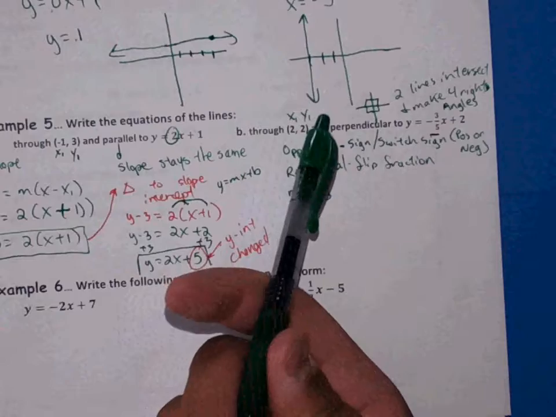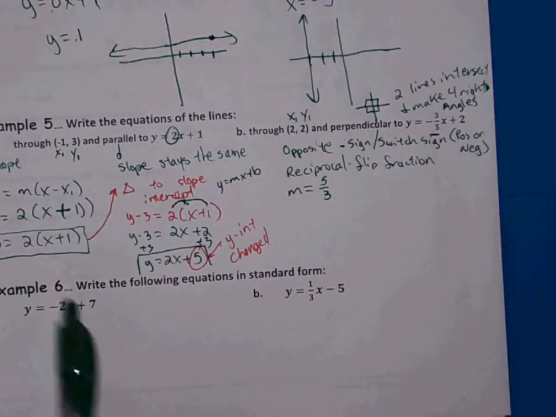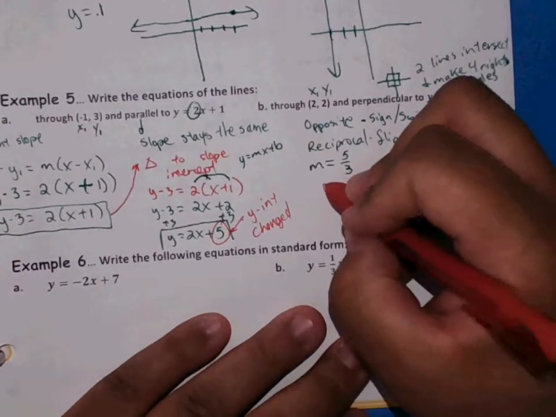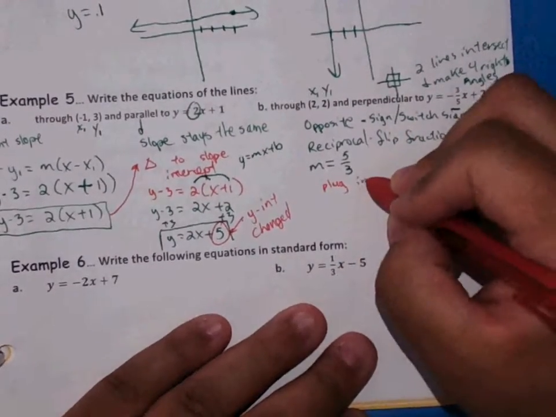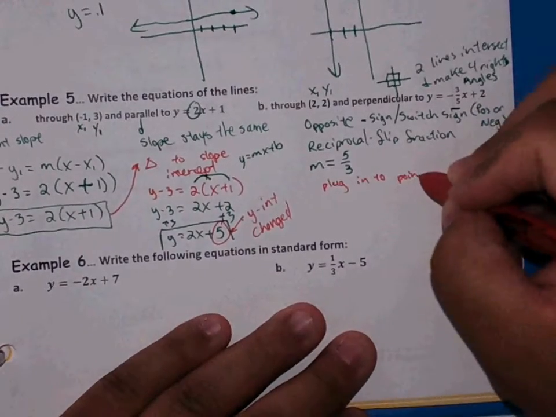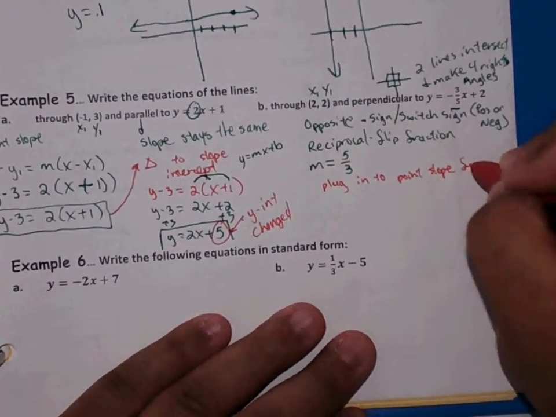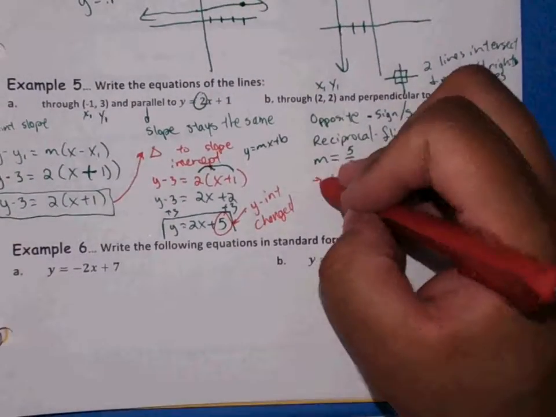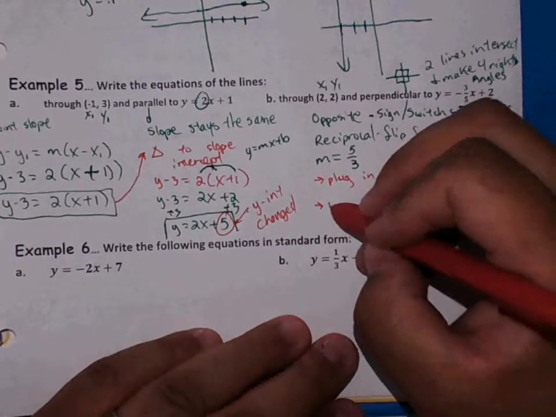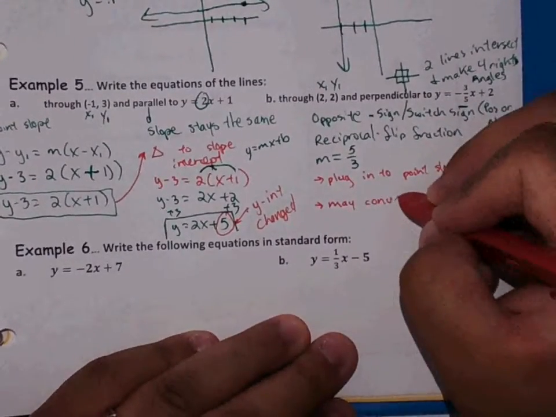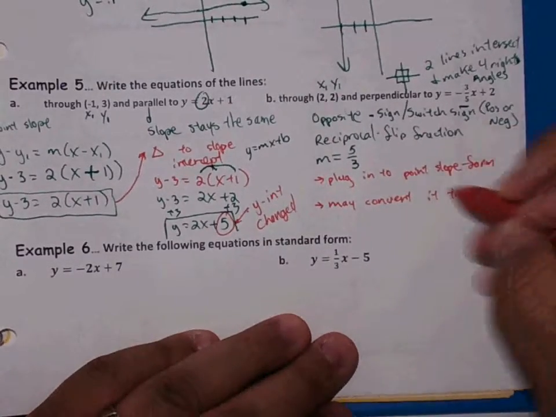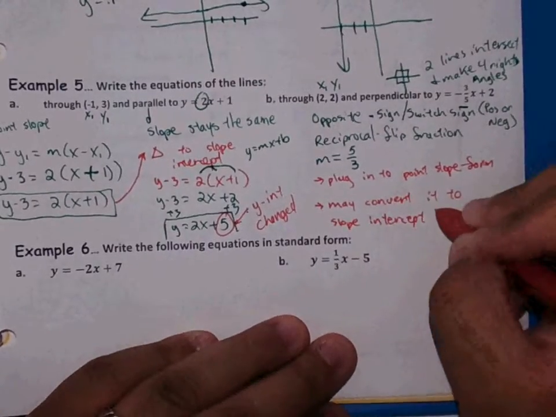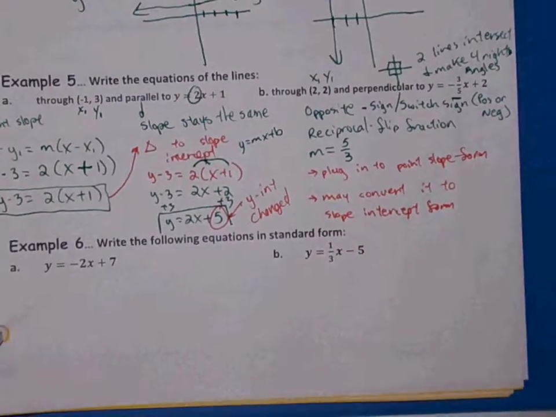So now I have my m, I have my x1 and my y1. I will use the same steps as I did from example 5A. So I'm going to plug in to point slope form, just like I did for 5A. And then you may want to convert it to slope intercept form.